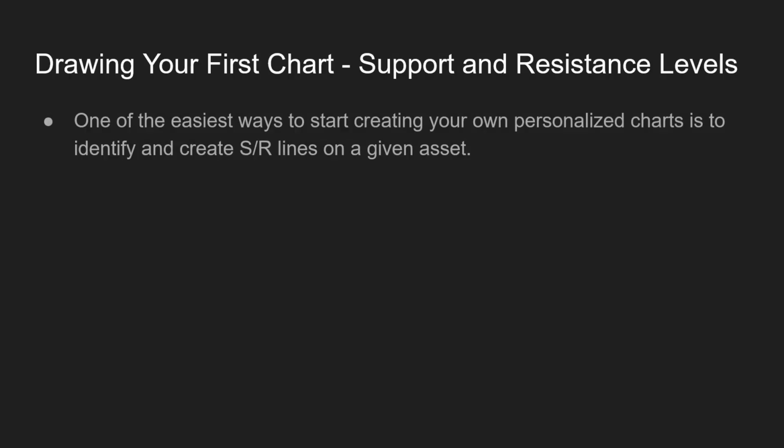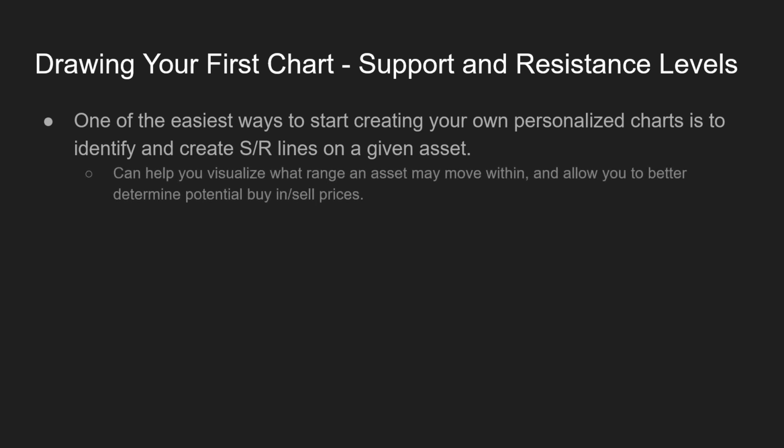So one of the easiest ways you can start creating your own personalized chart is to identify and create your own levels of support and resistance on a given asset. And this is particularly helpful in that it can help you visualize what range an asset may move within and allow you to better determine potential buy-in or sell-in prices instead of just rolling the bones, so to speak, rolling the dice and seeing where whatever happens.